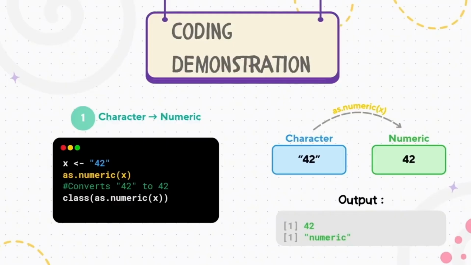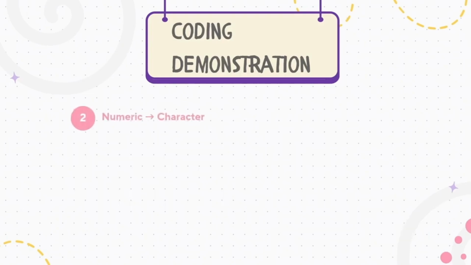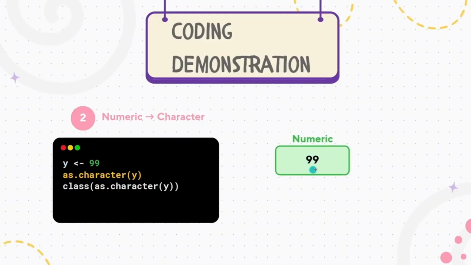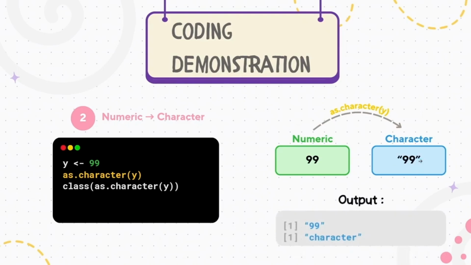So after executing this as.numeric function inside our very own R compiler and observing the output, let's move on to another type of type conversion, which is converting the numeric data type into the character data type. And we can do that by using the as.character function. Now what this does is similar to as.numeric. This converts the numeric data type, which is represented by y, into a character data type. So if we have a numeric value 99, when we use the as.character function, it will convert it into a character string, which is represented by 99 in double quotes. So it will be the expected output.